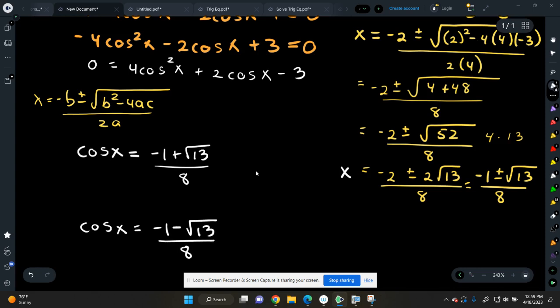Is the 8 supposed to be a 4 once you simplified it? Yeah, good catch. Thank you. Good job. Over 4.